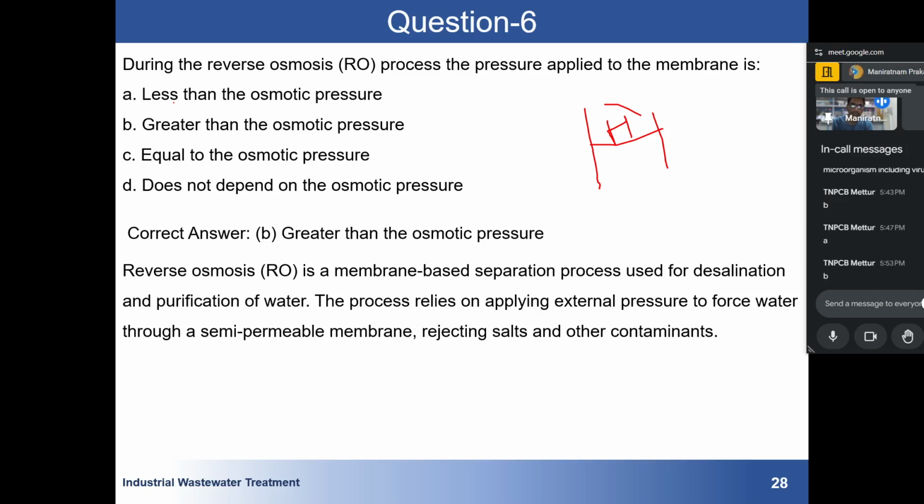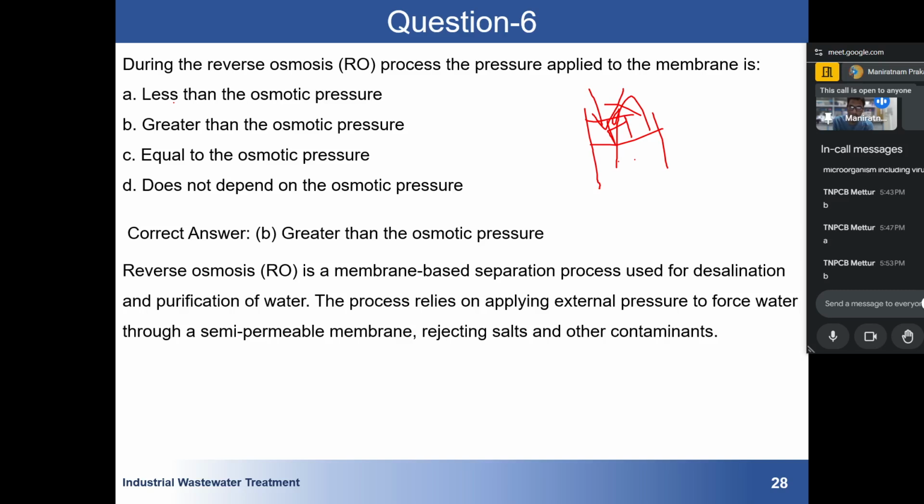And here we have non-contaminated water, and we have this membrane. In general, as this side is high concentration, the water should move from the low concentration side toward the high concentration. But in reverse osmosis, we are applying pressure on this side. I think this is common, I'm assuming everyone knows, that's why I'm not discussing it.